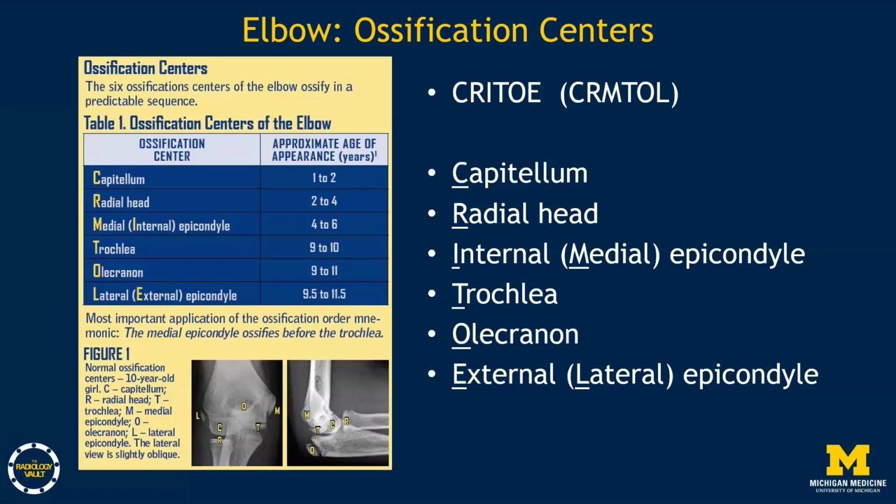There are 6 ossification centers at the pediatric elbow, which appear in a normal, predictable order of ossification. The most important application of knowing this order in this mnemonic is that the medial epicondyle comes before the trochlea. Therefore, if we see the trochlea, we should see the normal medial epicondyle at its normal location.